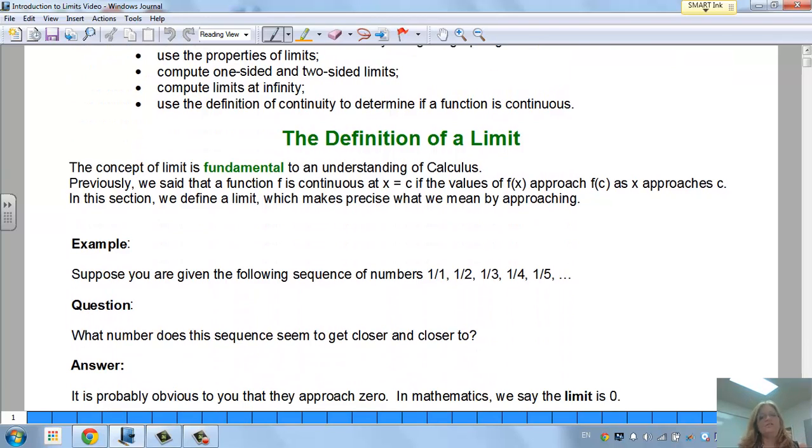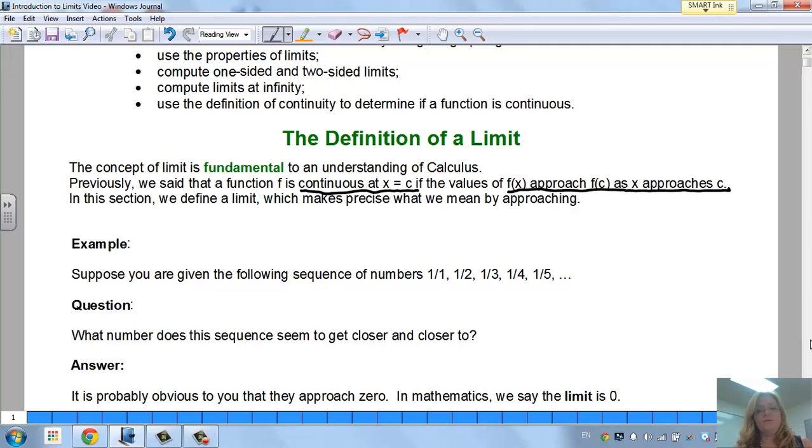So, the definition of a limit. The concept of a limit is fundamental to the understanding of calculus. Previously, we said that a function f is continuous at x equals c if the values of f of x approach f of c as x approaches c. In this section, we define a limit, which makes precise what we mean by approaching.